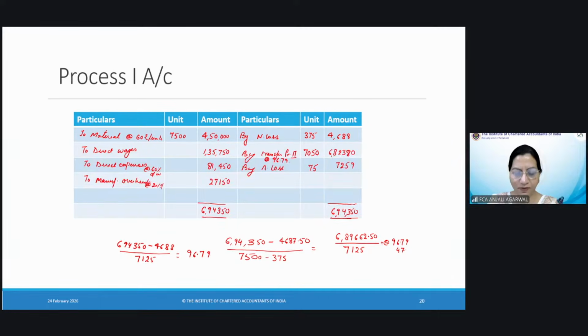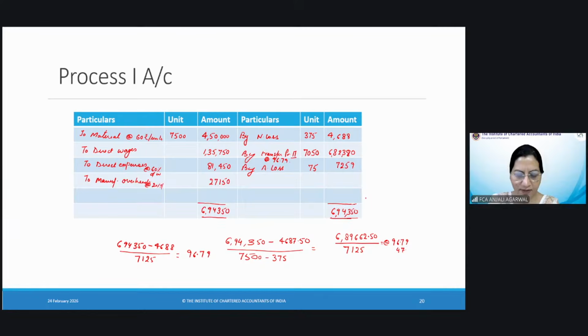7050 into 96.79 is 682,370. Right. So then you will see that there is some difference. Okay. So you have to adjust and ensure that the total always tallies. Now you see the difference is too much.